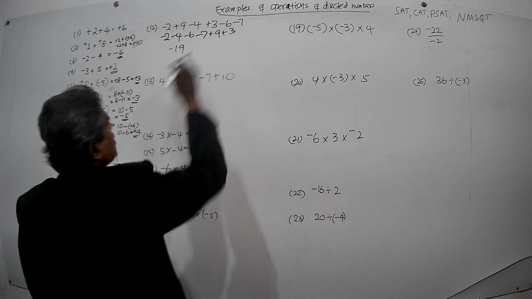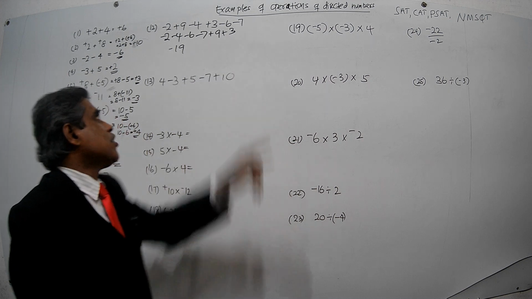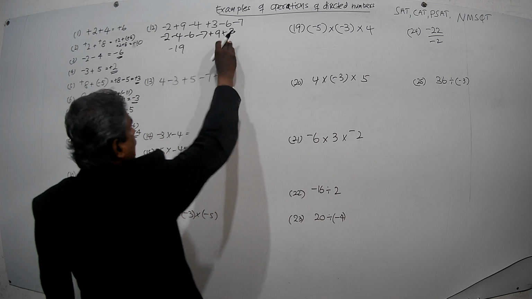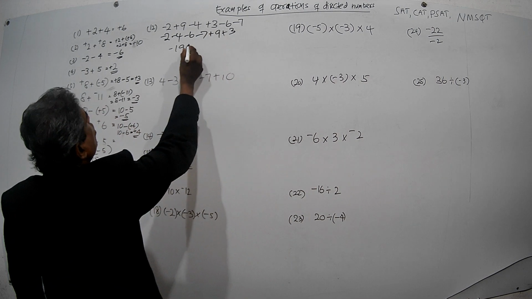Then the next two numbers are positive, therefore they can be added together. Positive numbers can be added. You can add 9 and 3 together. 9 plus 3 is 12. Those two numbers have the same sign, positive, therefore positive 12.